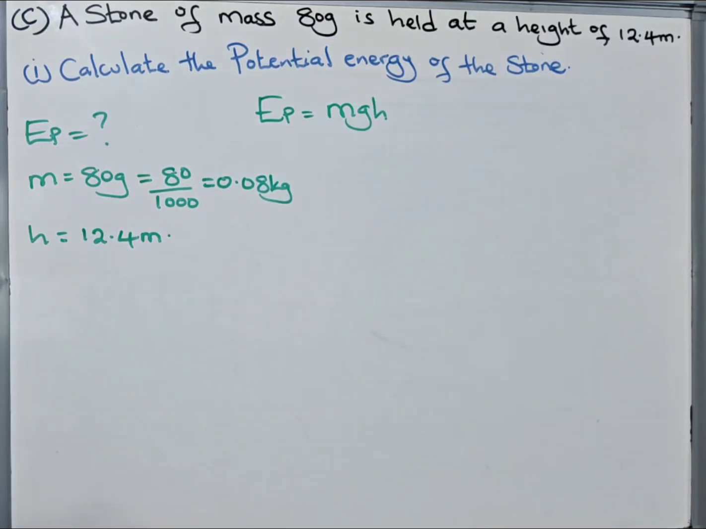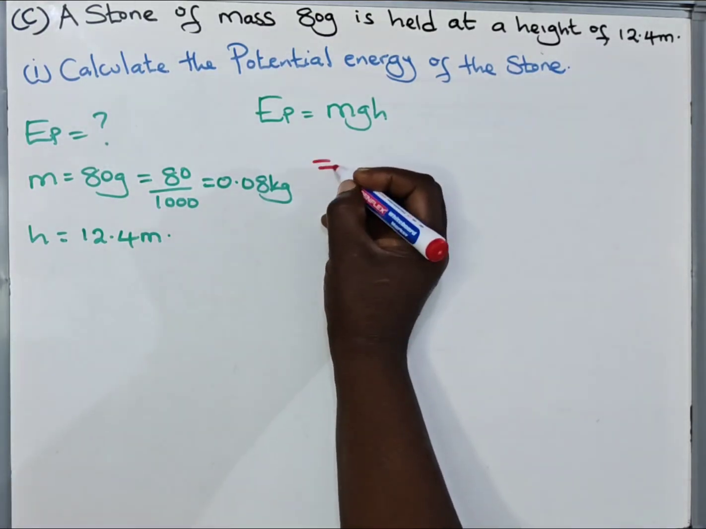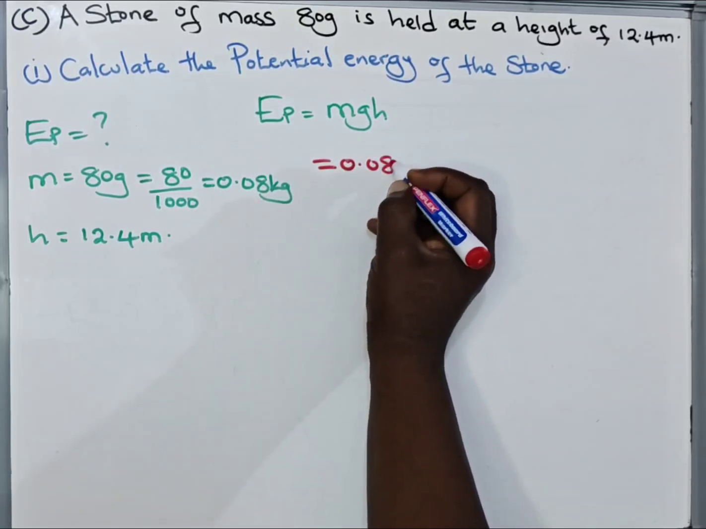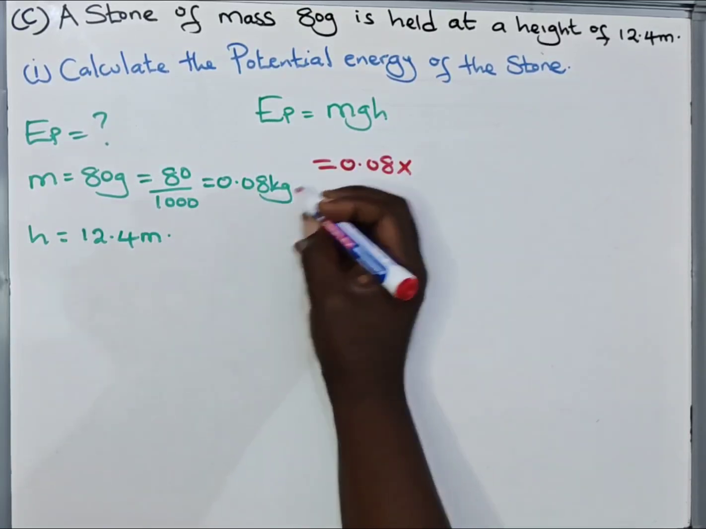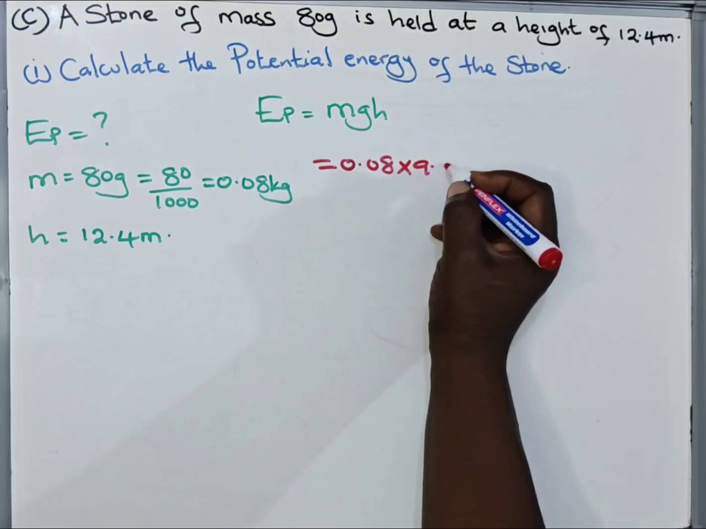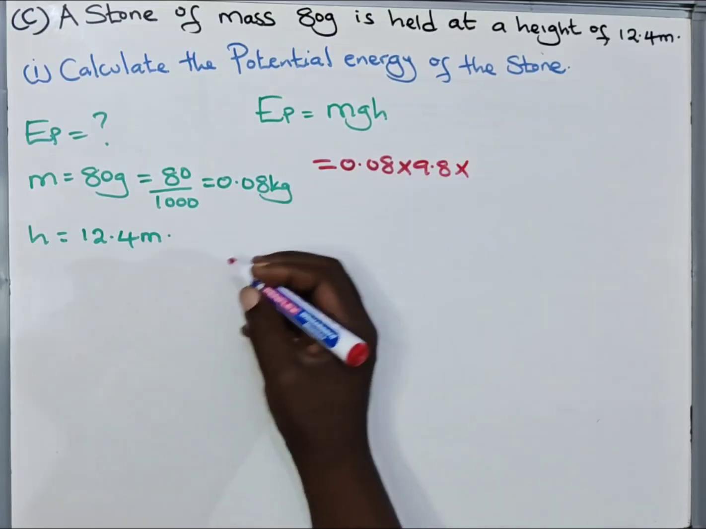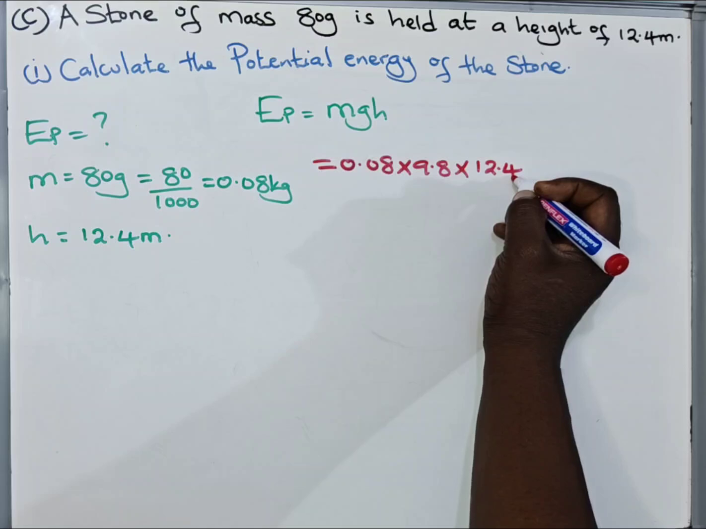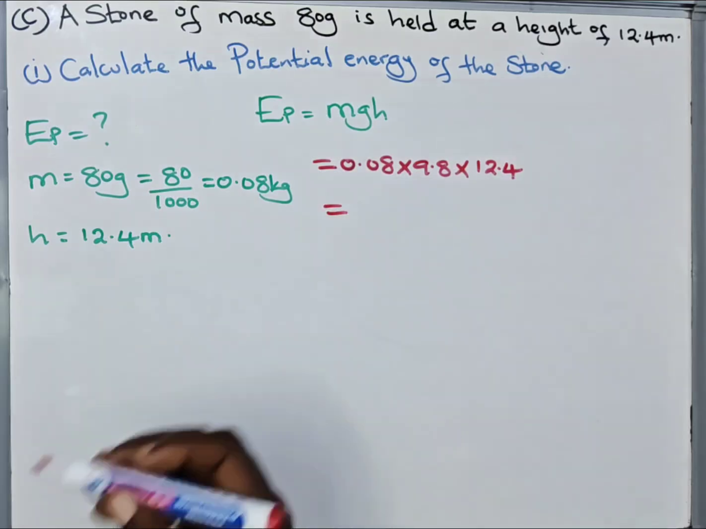The next step is to substitute. The mass is 0.08, then g is a constant, which is 9.8, then the height is 12.4, giving us.